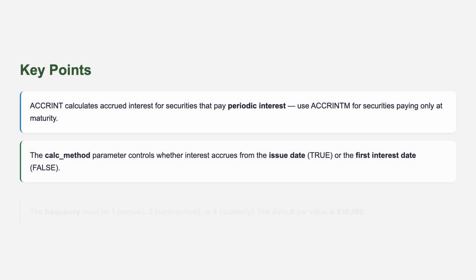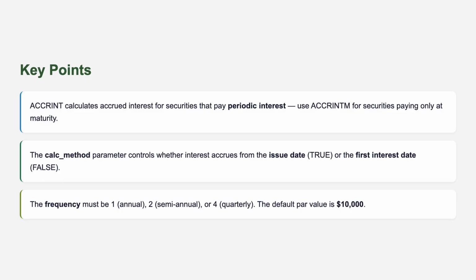Key points to remember. ACCRINT is for securities paying periodic interest. Use ACCRINTM for securities that pay only at maturity. The calc_method parameter is important. Set it to true to accrue from the issue date or false to accrue from the first interest date. The frequency must be 1, 2, or 4.